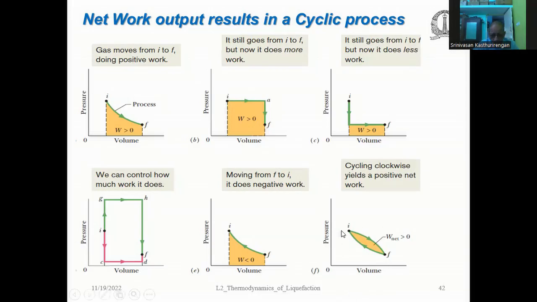If I take a state from I to F, initial state to final state, and then go back in the opposite direction but along a slightly different modified path, there is a net work output, which is nothing but the area within the two curves. So in other words, by taking a gas through a cyclic process, it is possible to make sure that the gas performs some work.